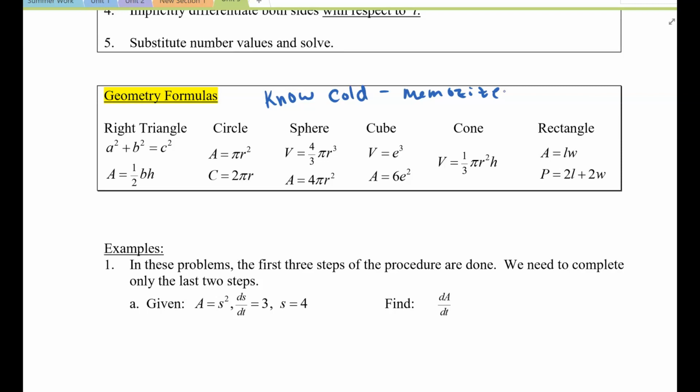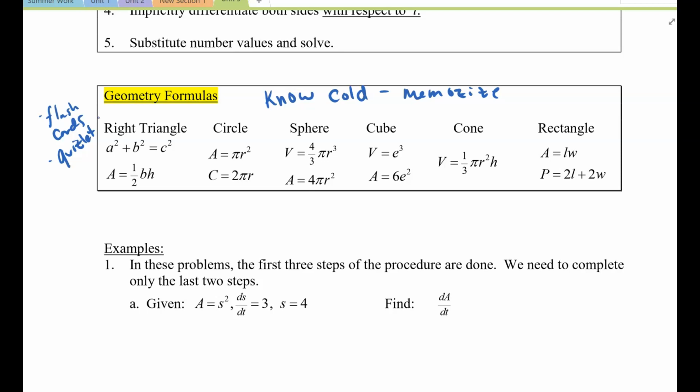So again, I recommend flashcards. If you like using Quizlet, you can use Quizlet, and I believe I have a set already for volume and area from Math 3. So I'll upload that. You can use that if you're in my class, but you have to memorize these formulas. This is how you relate different variables.